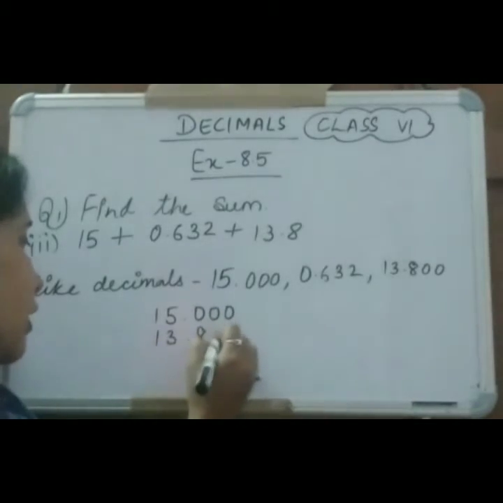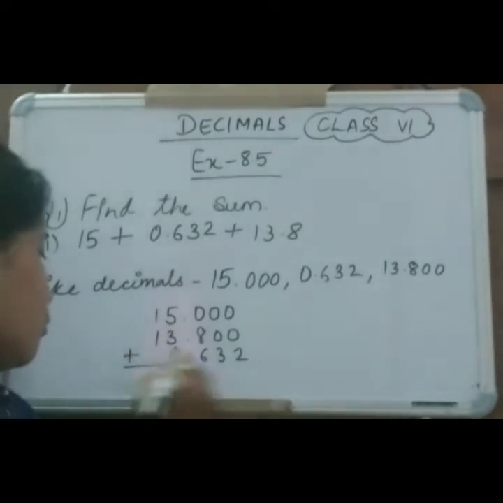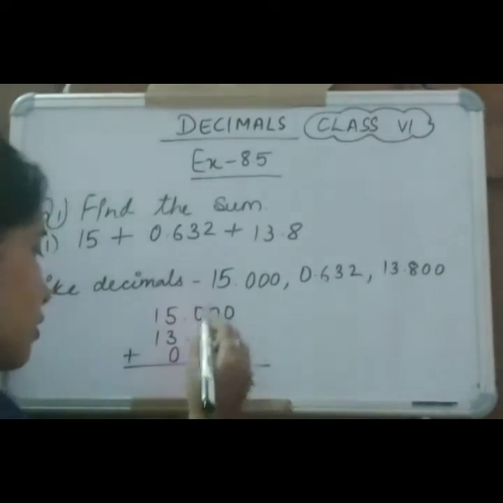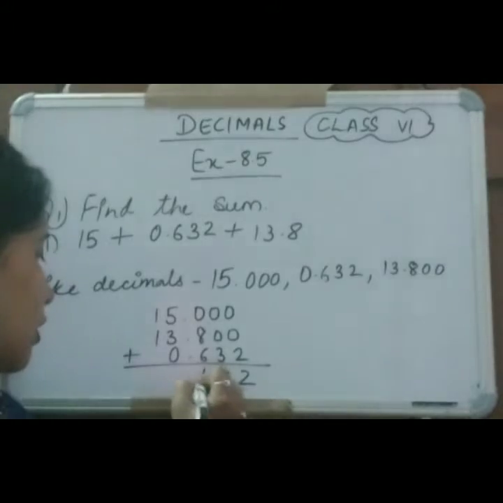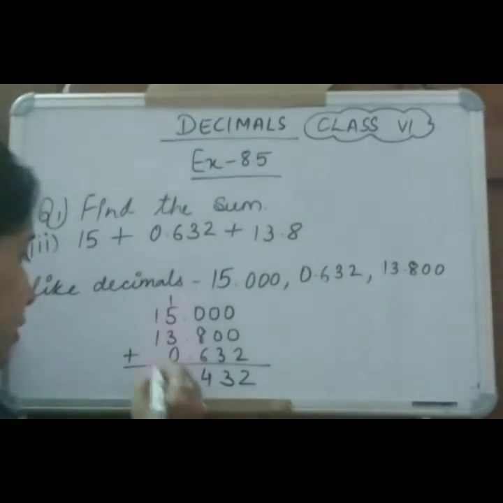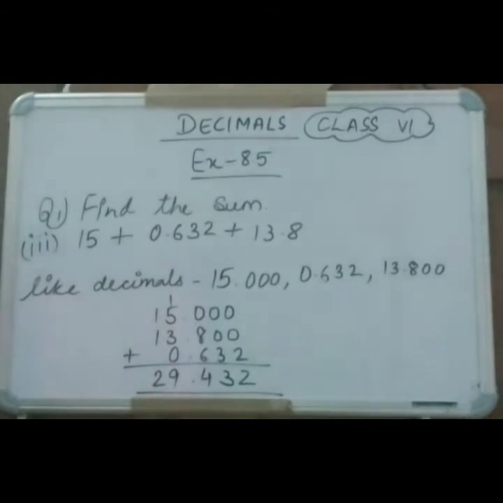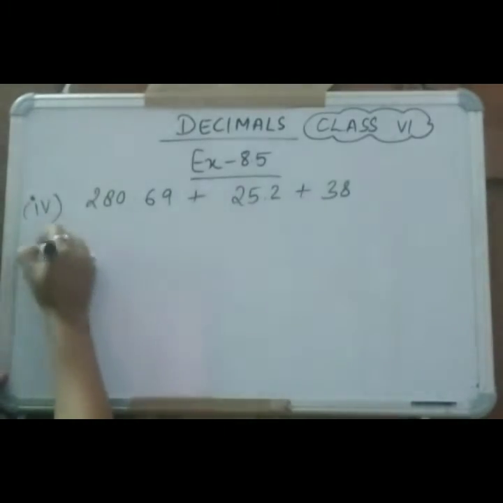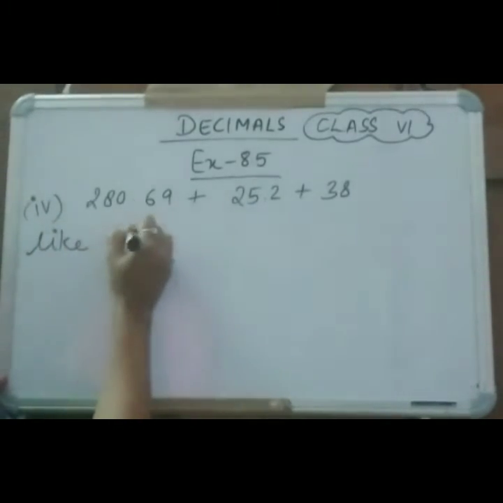Then 13.800, then 0.632. Okay, so this is 8 and 6 is 14, 1 is carry, here it is 9 and here it is 29. So it will be 29.432.